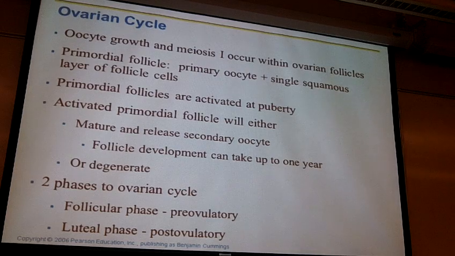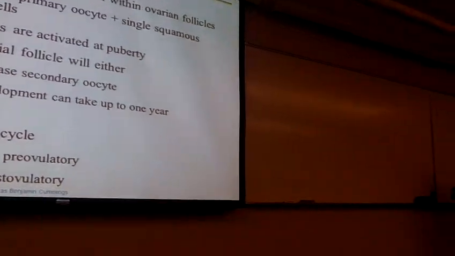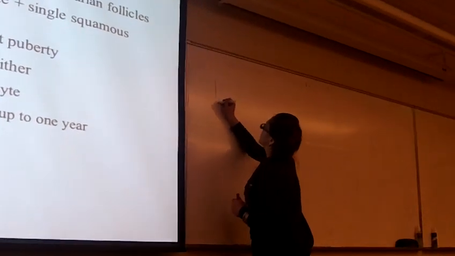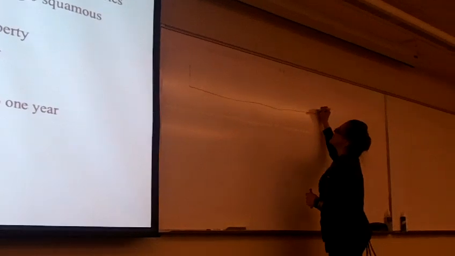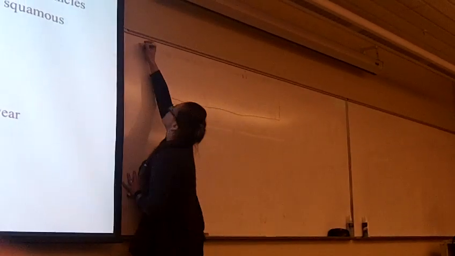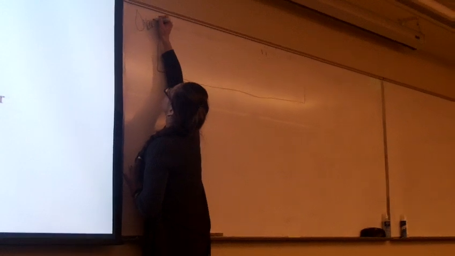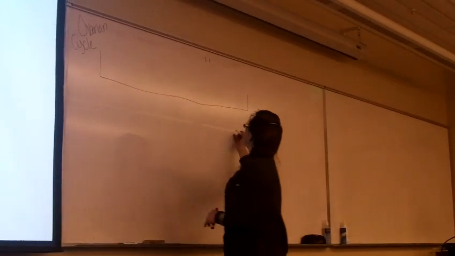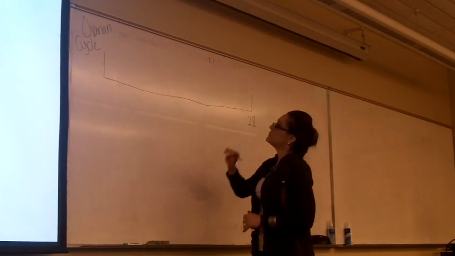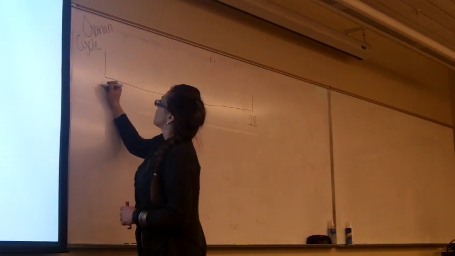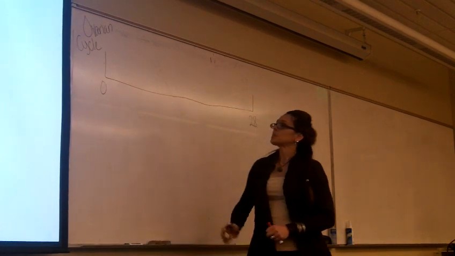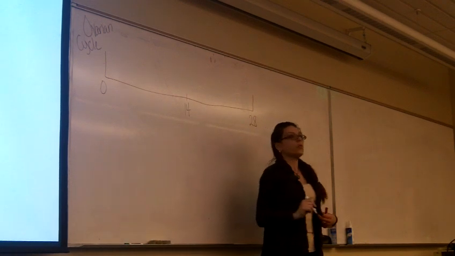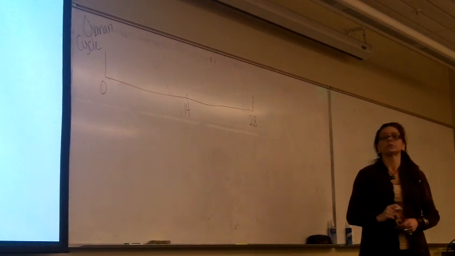So first of all, in the ovary, we're going to take a typical cycle, and this will vary from person to person. So we're going to take the ovarian cycle, and we're going to have a 28-day cycle. So day 14 of this cycle is going to be when ovulation occurs.